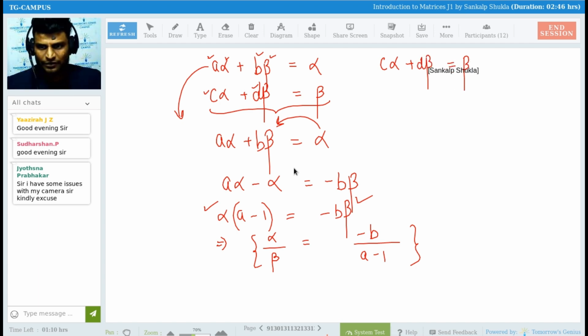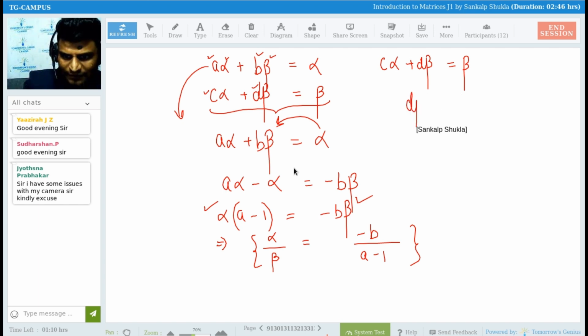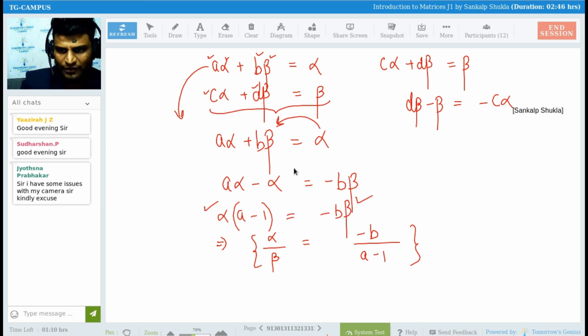Yes, d beta. Again, d beta minus beta can be written as equal to minus t alpha. So beta can be taken out as common. So d minus 1 will be equal to minus t alpha again.